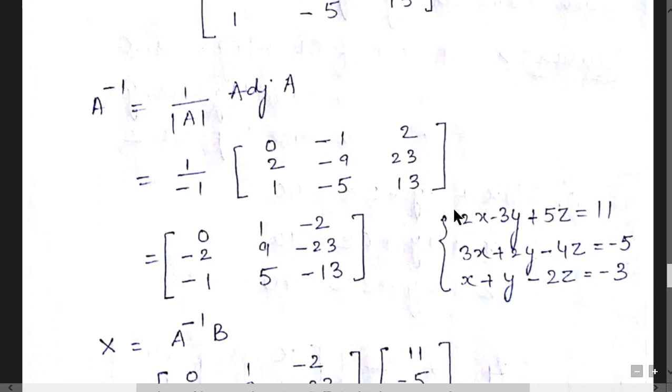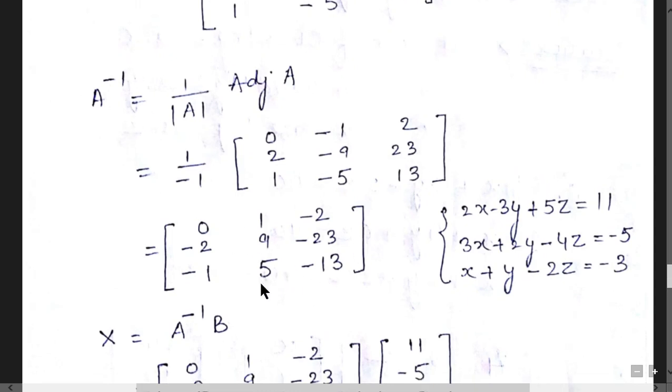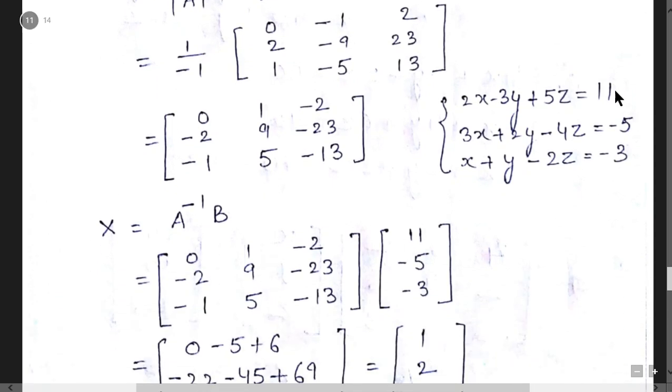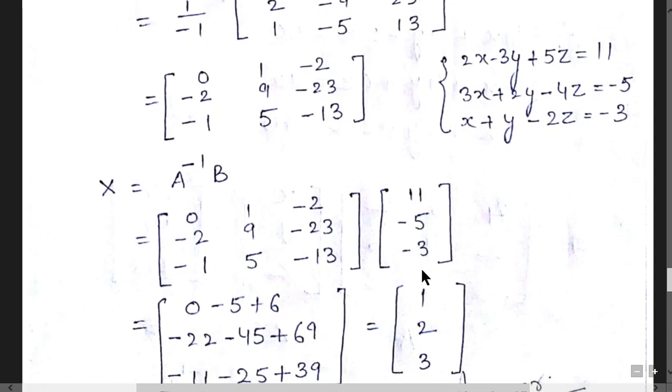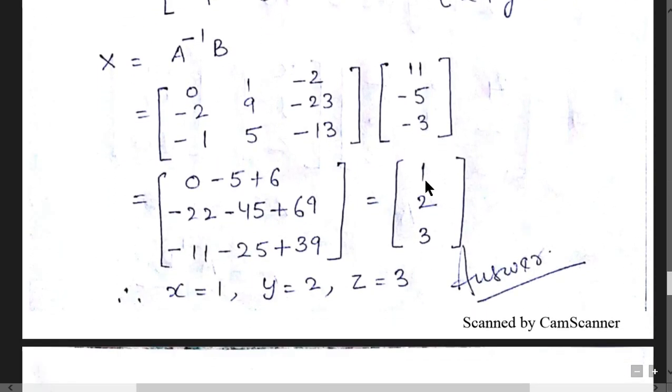We are already in calculation of this matrix, and we have already calculated the value of A inverse. Now apply this value and multiply this value with the right hand side value 11, minus 5 and minus 3. This value. When we multiply these values, we will get 1, 2 and 3. It means x is equal to 1, y is equal to 2, z is equal to 3.